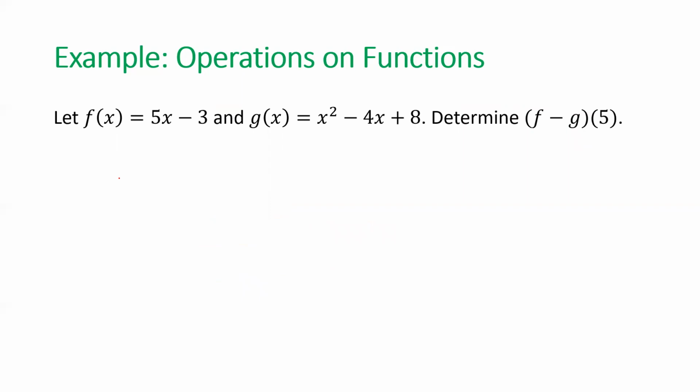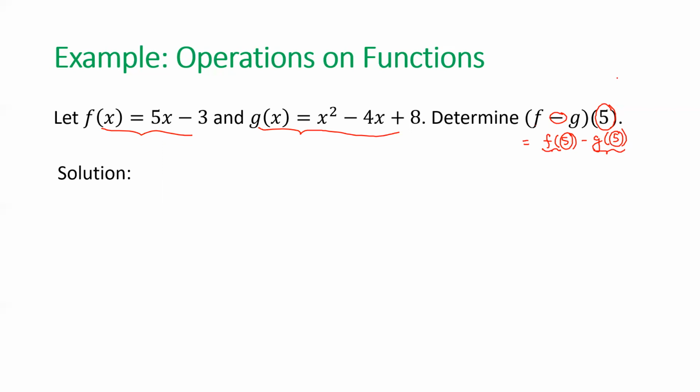Next, let's consider this time f of x is equal to 5x minus 3, g of x is x squared minus 4x plus 8, but we will determine the value of f minus g of 5. In this case, by definition of the difference of two functions, we can write this as f of 5 minus g of 5. Which means that in the solution, we need to evaluate the function f using x equals 5, and we will evaluate the function g using x equals 5.